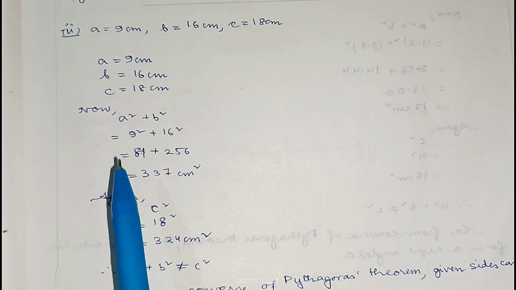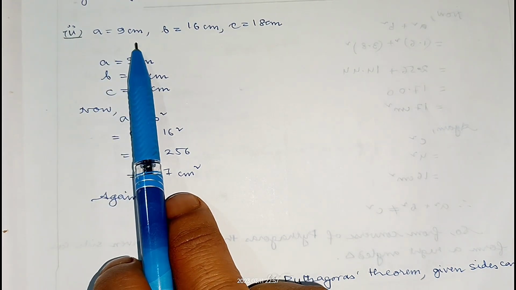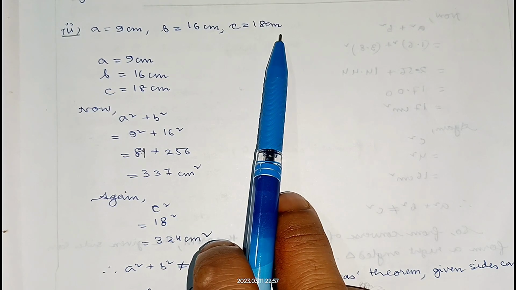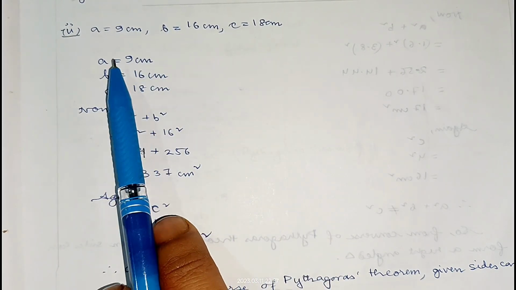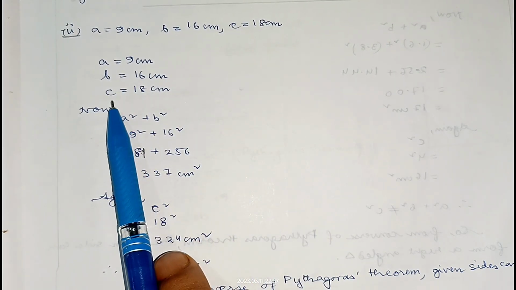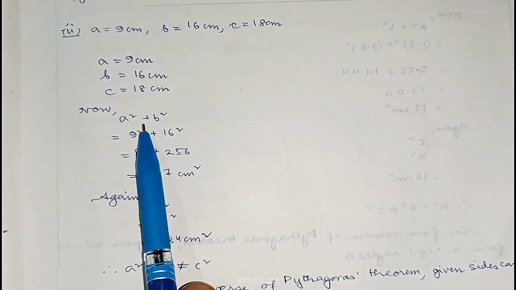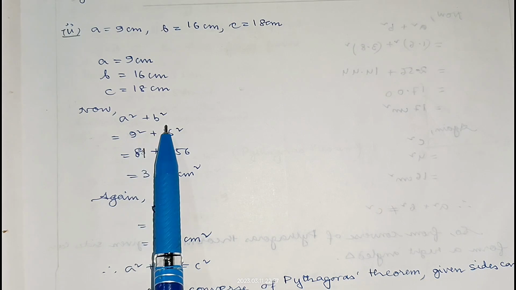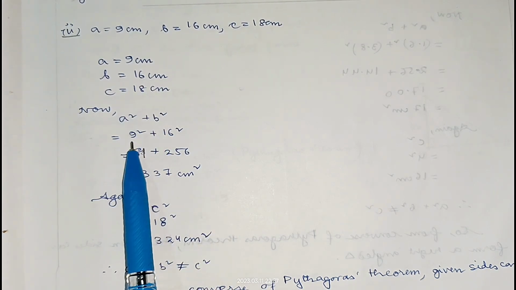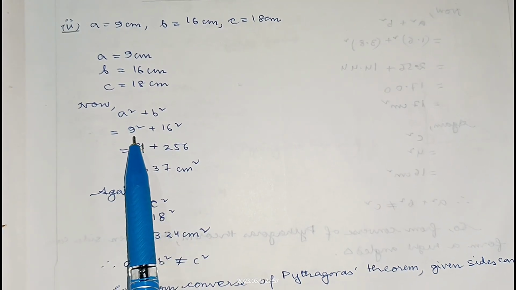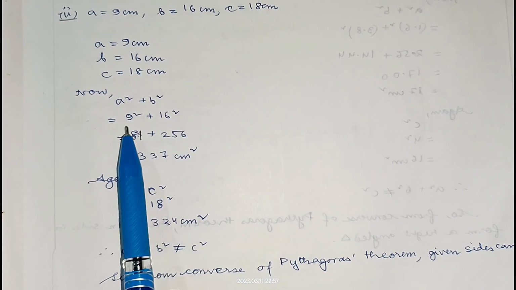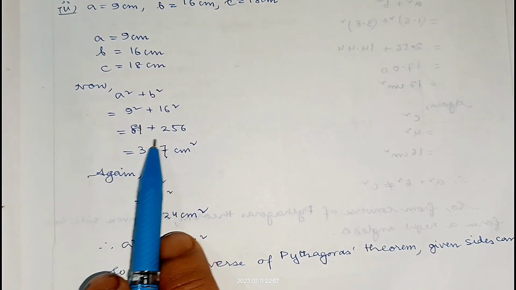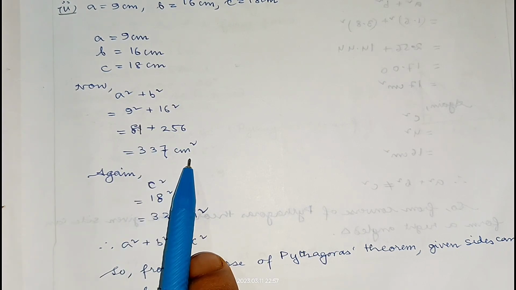In second part of question number 1, it is given A equal to 9 cm, B equal to 16 cm and C is 18 cm. Here out of these three, A and B are smaller sides and C is the longest side. So first we will take the sum of the squares of smaller sides. Smaller sides are 9 and 16. So it will be A square plus B square, that is 9 square plus 16 square. 9 square is 81, 16 square is 256. If I add, I am going to get 337 centimeter square.